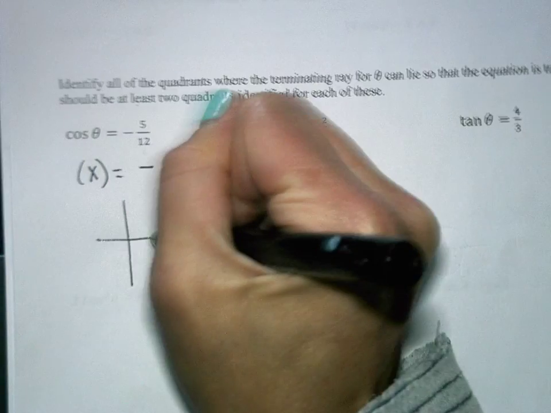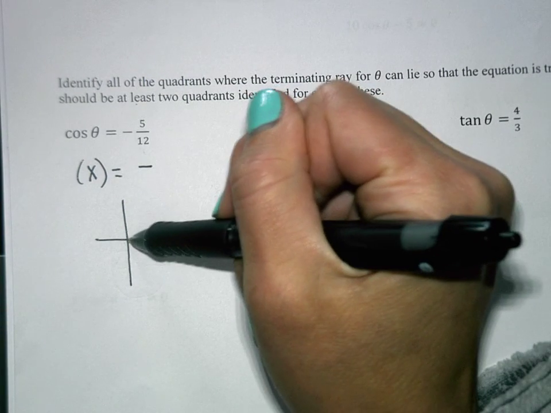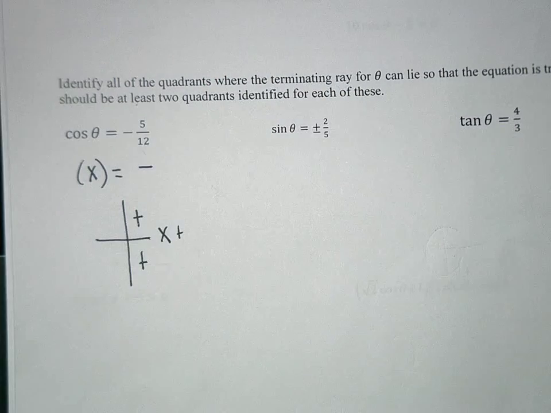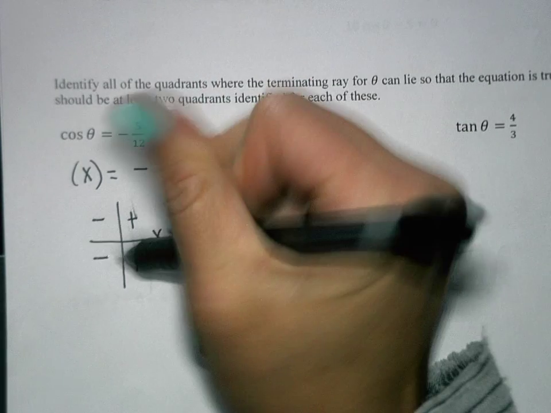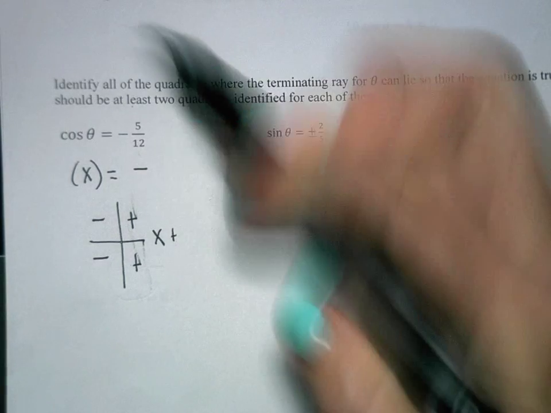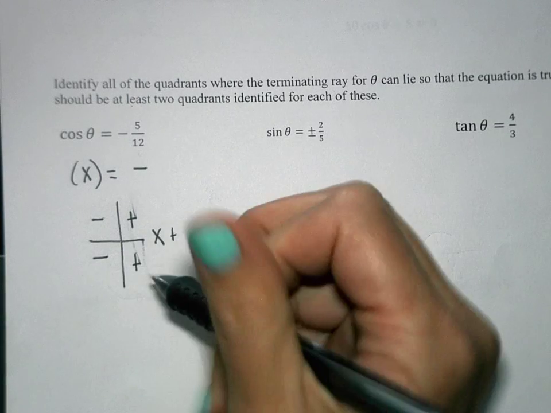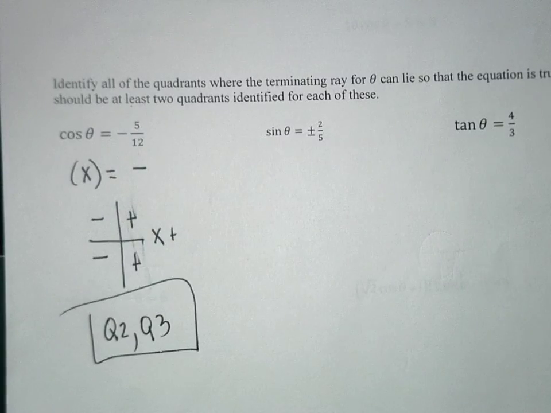If you look at a coordinate graph, we know this is our x-axis. When you're going on the x-axis, to the right is positive. So right here, cosine is positive in those 2 quadrants because the x values are positive in those 2 quadrants. Cosine is negative in these 2 quadrants because on the x-axis, when you go left, that is negative. Therefore, cosine of theta equals negative 5 over 12. This answer for cosine could be in quadrants 2 or quadrant 3. Those are my 2 answers for that.